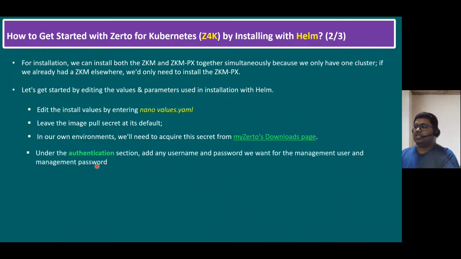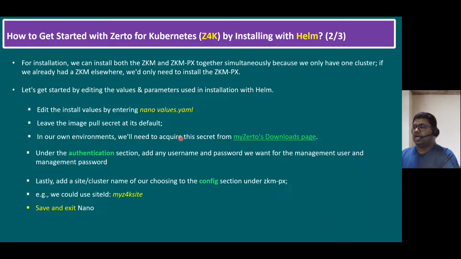Okay, and another thing is we need to modify the authentication section. We need to enter the username and password. That is one key point while editing the values.yaml file. Okay, and another key point is under the config section, we need to enter our site ID. That site ID should be My Zerto for Kubernetes site. So in short form, Z4K site. This is our site information. And finally, we can save and quit nano. Okay, so we are going to edit the nano values.yaml file now.